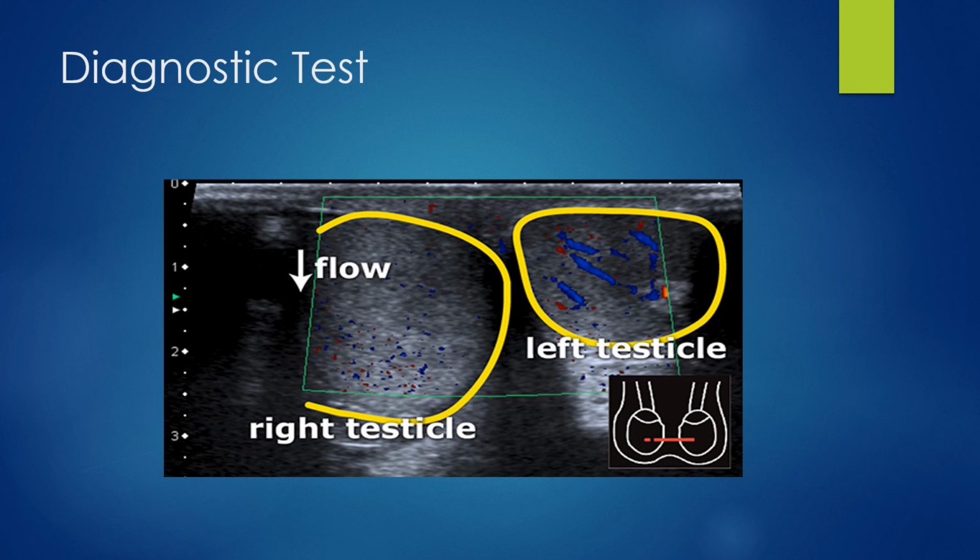The following is an example of what the provider might see on the ultrasound. This shows a color Doppler scrotal ultrasound with decreased blood flow in the right testicle.